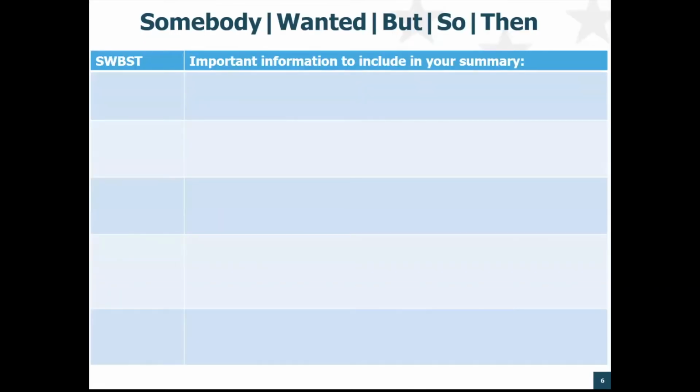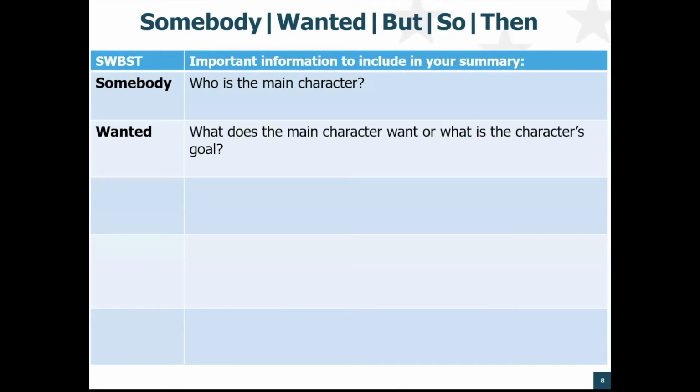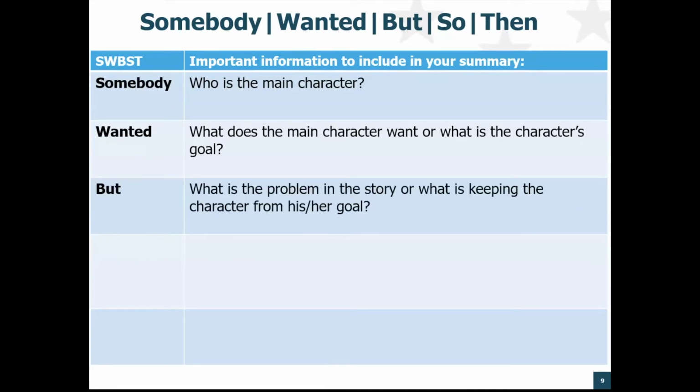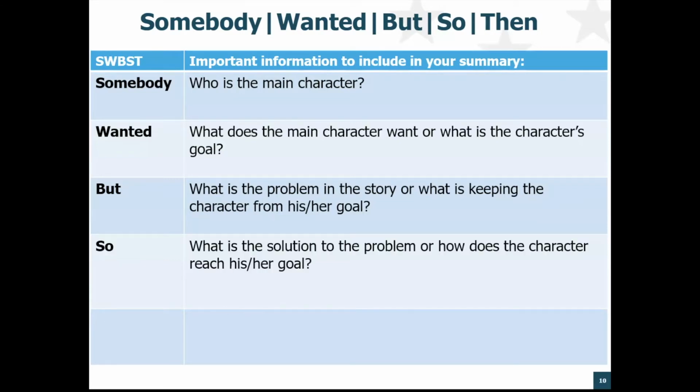The strategy for summarizing that we use to write an objective summary of a narrative text is called Somebody Wanted But So Then. So the important information to include in our summary is: Somebody, who is the main character; Wanted, what does the main character want, or what is the character's goal; But, what is the problem in the story, or what is keeping the character from his or her goal; So, what is the solution to the problem, or how does the character reach his or her goal; and Then, how does the story end.